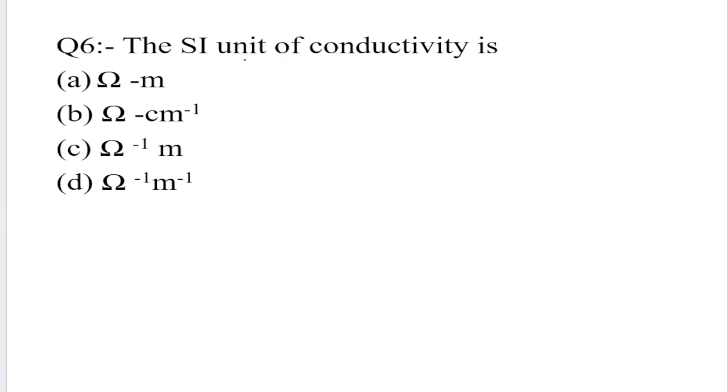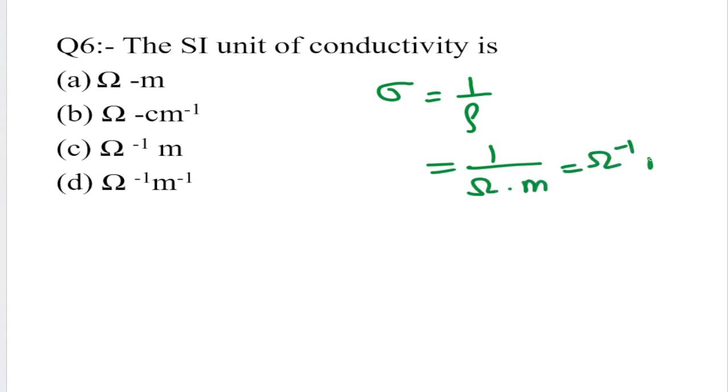Now, sixth, the SI unit of conductivity. Conductivity is reciprocal of resistivity, and the unit of resistivity is ohm into meter. So this is ohm inverse meter inverse. So D is the correct option.